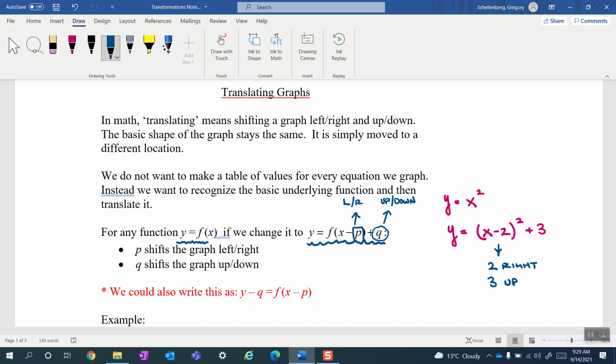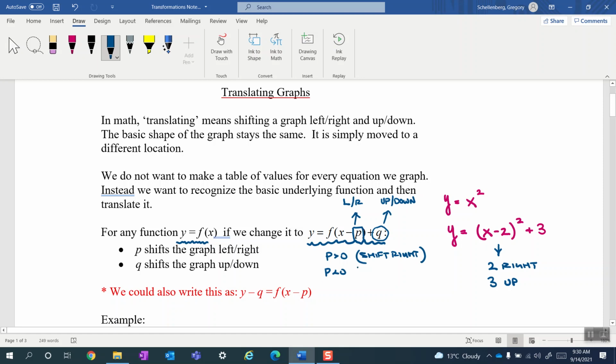Okay. So if p is positive, so I'm going to say if p is greater than 0, then we shift the graph to the right. If p is negative, then we shift the graph to the left. Okay, similarly, if q is positive, we're shifting the graph up. If q is negative, we're shifting the graph down.